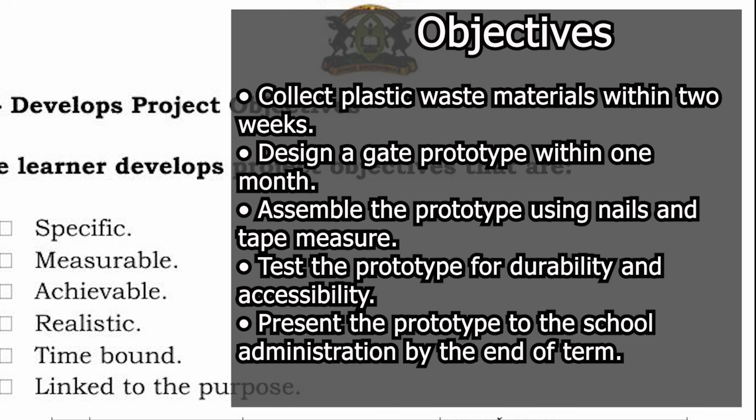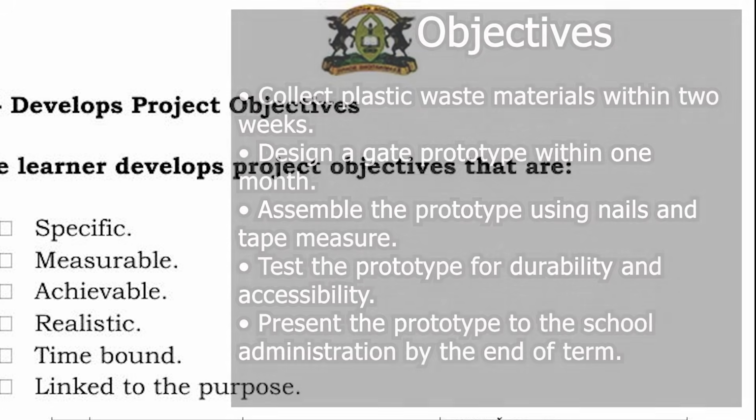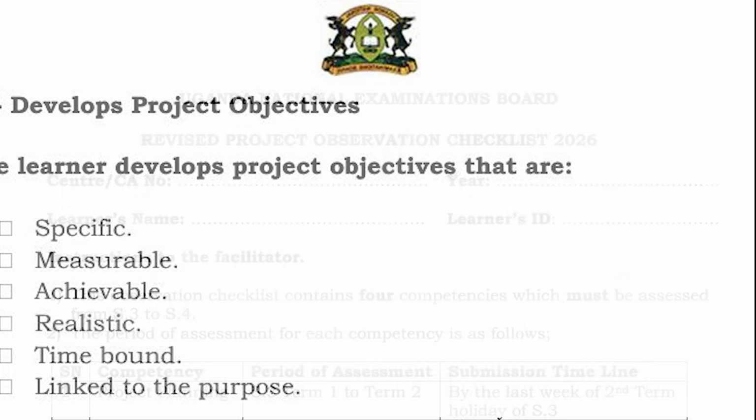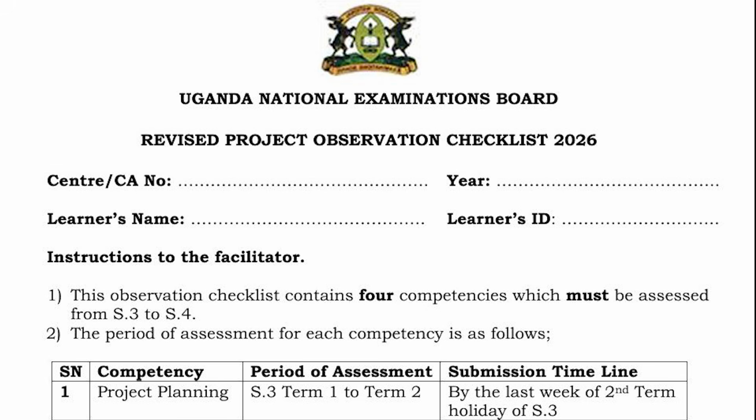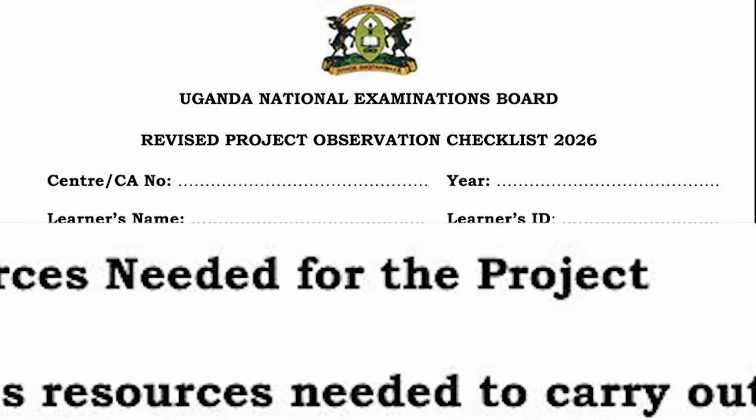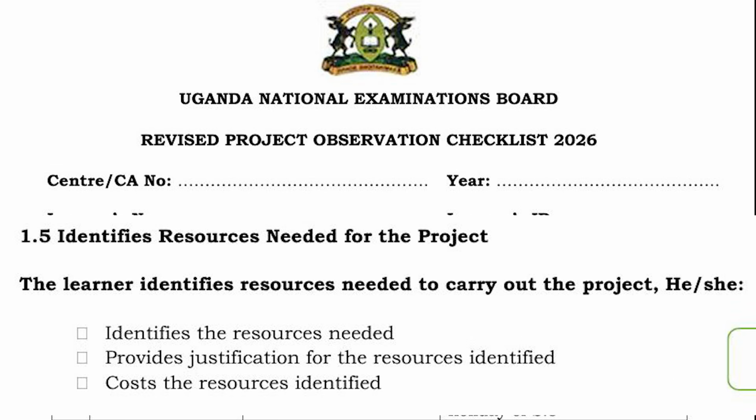Other objectives here are, after collecting, now you design a gate prototype within 1 month, assemble the prototype using nails and tape measures, test the prototype for durability and accessibility, present the prototype to the school administration by the end of the term. So those are the objectives. You can have between 3 to 5 objectives. They are good enough. So the other component, which is the fifth one, is resources needed.